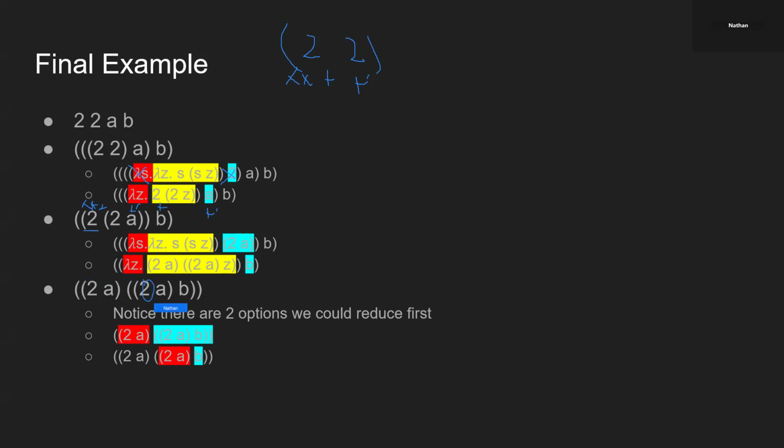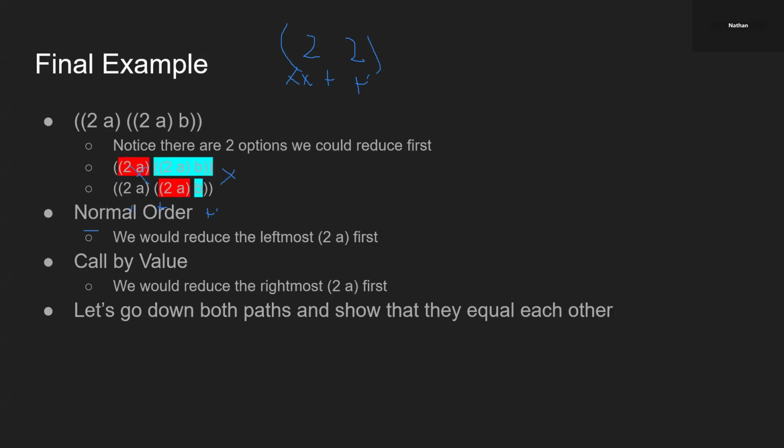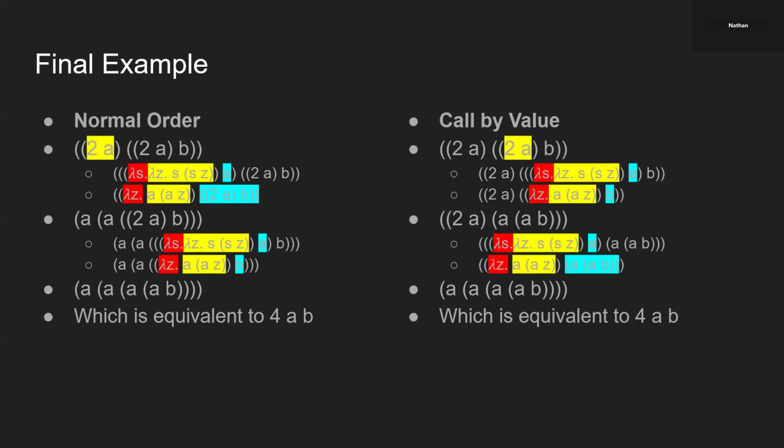This kind of goes back to how we did normal order and call by value. Next slide, please. Let me clean this up as well. So this demonstrates the idea between normal order and call by value, right? Normal order evaluation is leftmost, outermost, which in this case, this 2A is the leftmost, outermost. But we could also do call by value first, which is basically one whose right-hand side is a value, right? A is a value, and it's not within a lambda expression. So you could do this 2A as well. So we go down both paths right here.